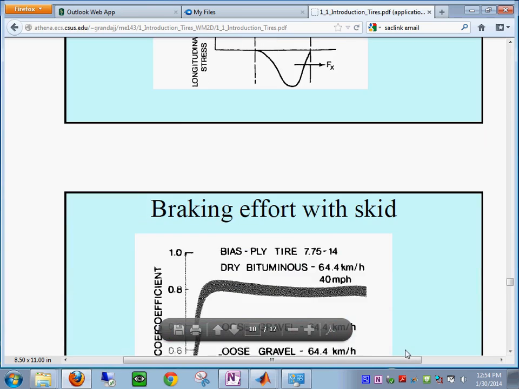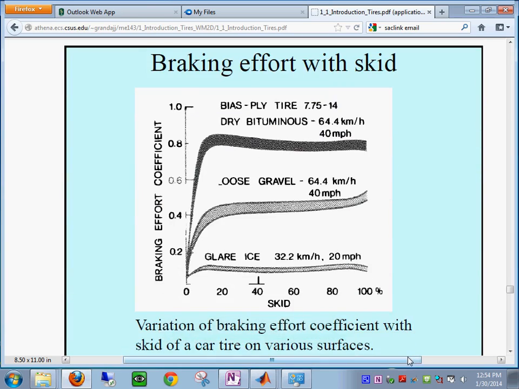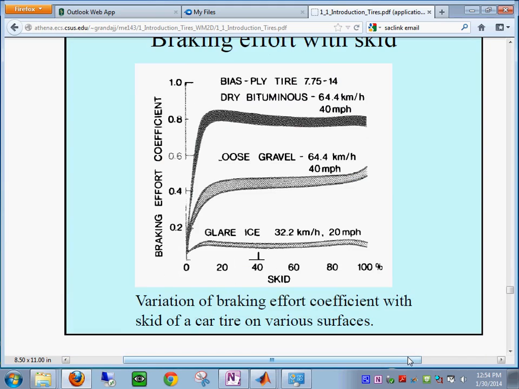Let's move on. Okay, so this slide here shows you the variation of the braking effort coefficient with skid of a car tire for several of the surfaces.